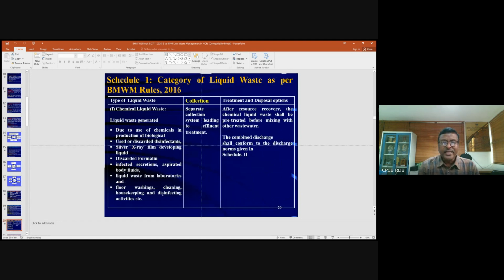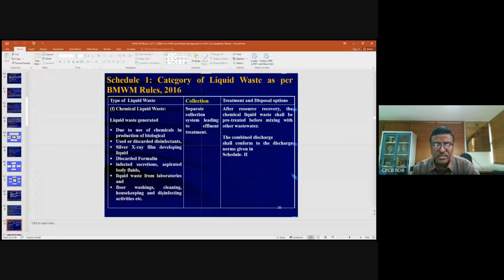Coming to categories of liquid waste as per the 2016 Rules, one category is liquid chemical waste, which has to be stored separately and has to go for proper treatment. After resource recovery, the chemical liquid waste shall be pre-treated before mixing with other wastewater, or the combined discharge shall conform to the discharge norms. If it is combined with other liquid waste, then it has to be treated properly using conventional methods. Then only liquid waste compliant with the discharge norms can be disposed of.